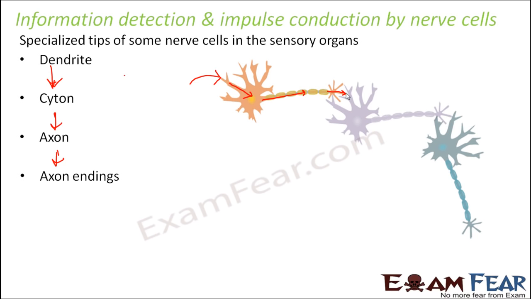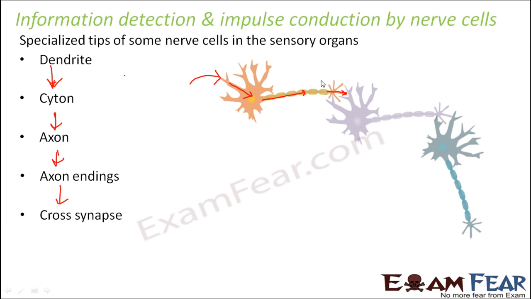Now once it reaches the axon endings, what is there at the axon endings? At the ends are the synaptic vesicles. The synaptic knob is there, inside which synaptic vesicles are there, and they contain the neurotransmitters. So those neurotransmitters will be released, which will be taken in by the receptors of the other neuron. Right? So the neurotransmitters will actually cross the synapse.